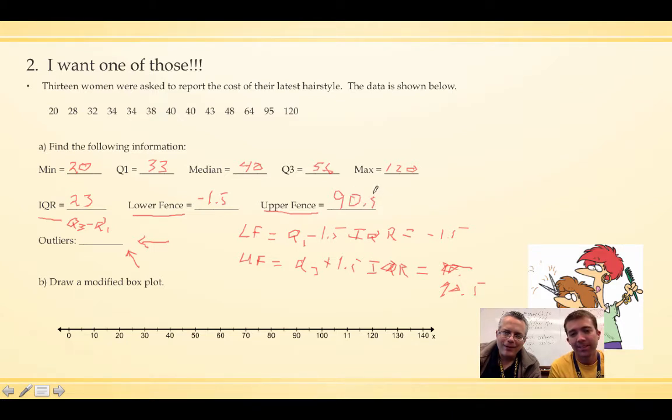90.5. Okay, so do we have any outliers? Looks like we have 2. Wow, 2 outliers. So both of these are outliers. Okay, so here's how we draw it.